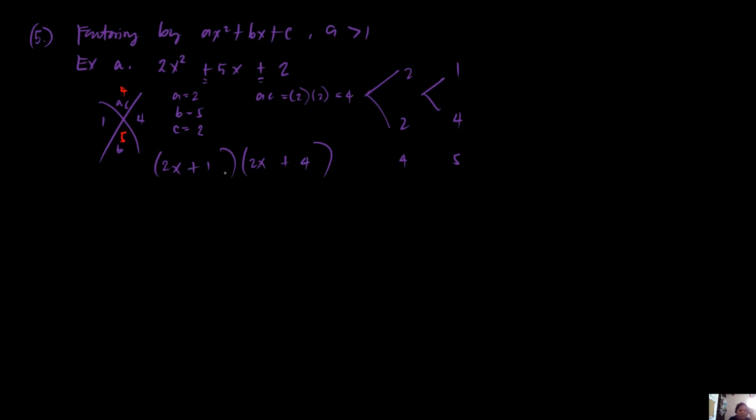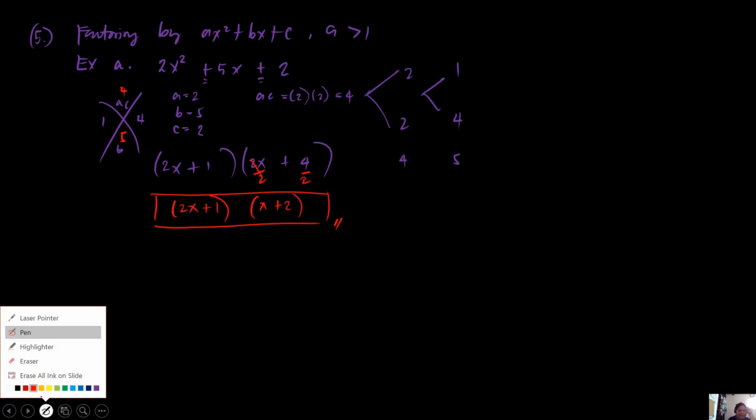As you can see, 2x plus 1 has no common factor. It is already the simplest. 2x plus 4 has a common factor which is 2. So, all you have to do is divide them by 2. Then you will get x and you will get 2. So, therefore, that is our final factor of 2x squared plus 5x plus 2.